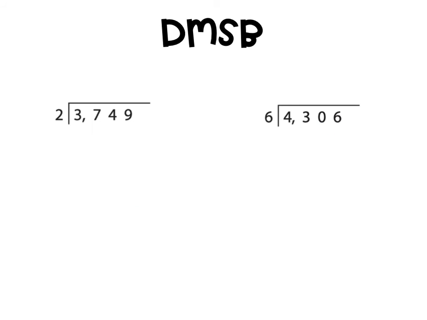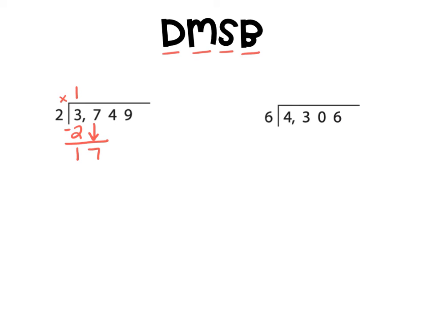Now we're going to take it just a little further with 4 numbers in the dividend. Again, the process is exactly the same. We're going to work through each number, doing our divide, multiply, subtract, and bring down. I know that 2 will go into 3 once. 1 times 2 is 2. When I subtract, I get 1, and I bring down the 7.